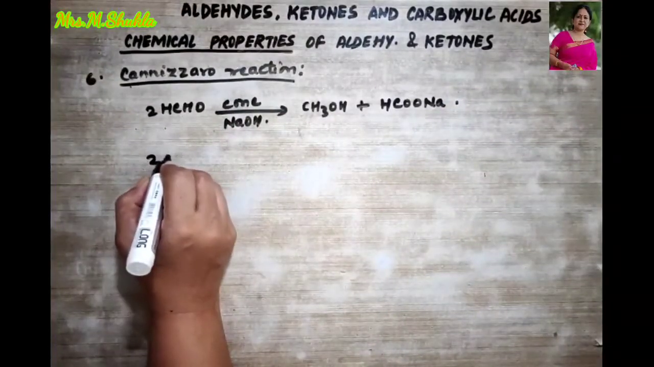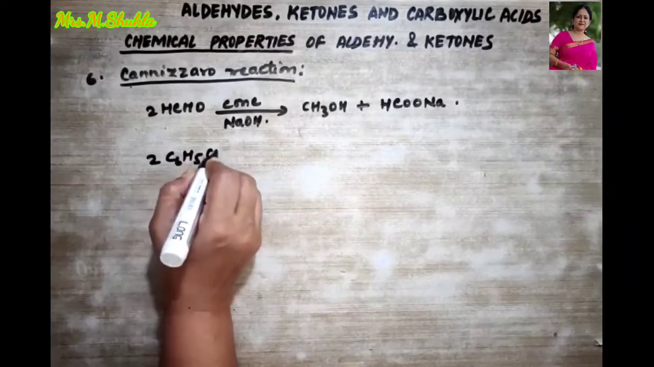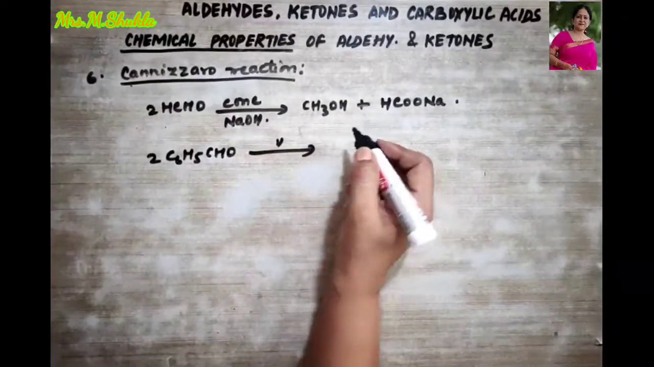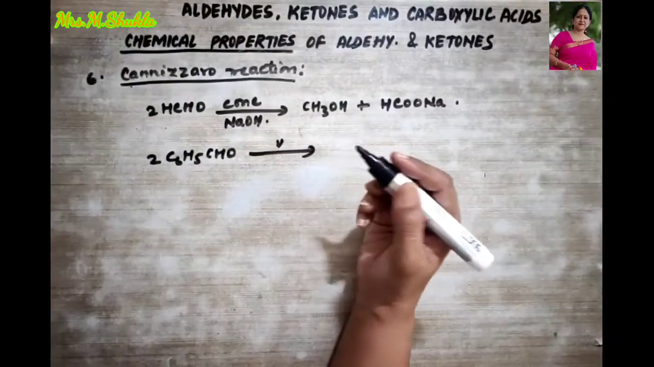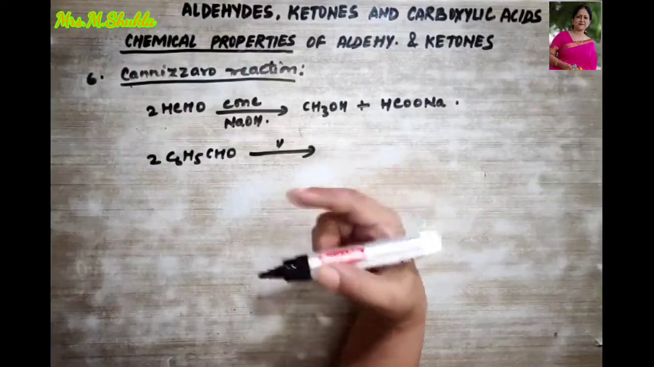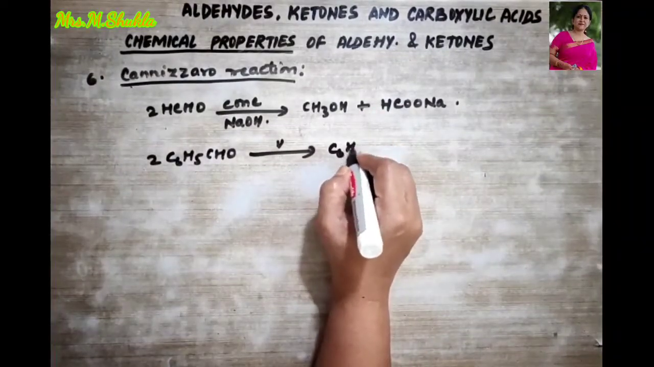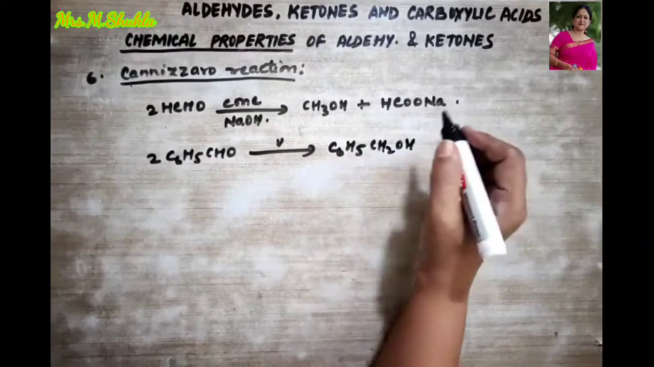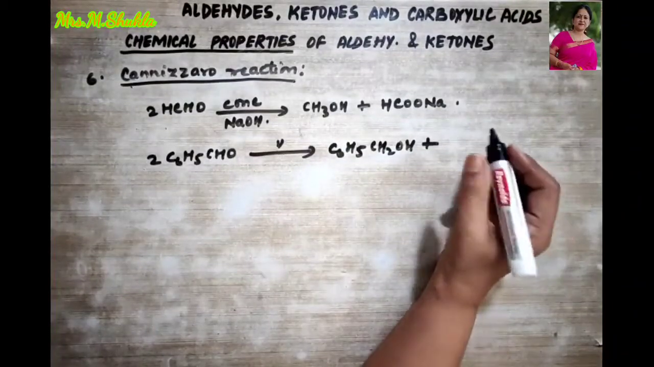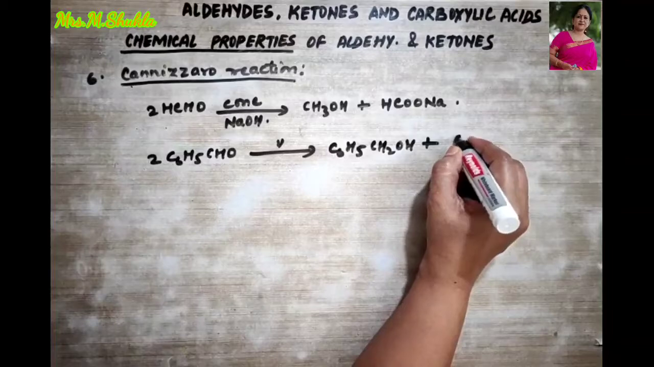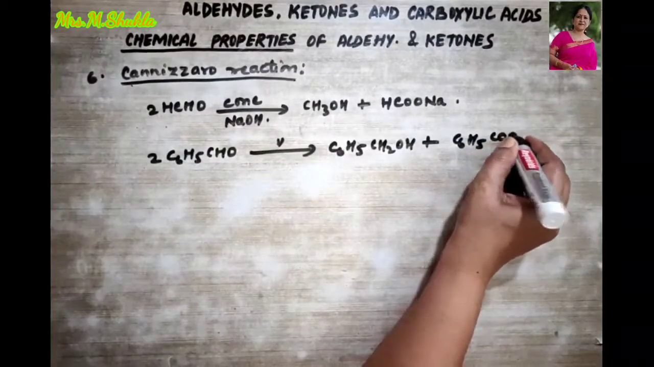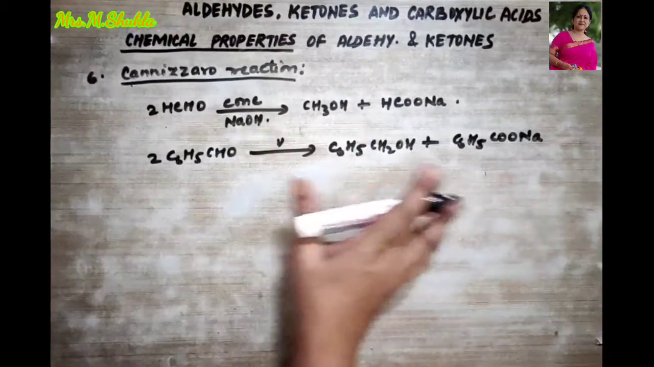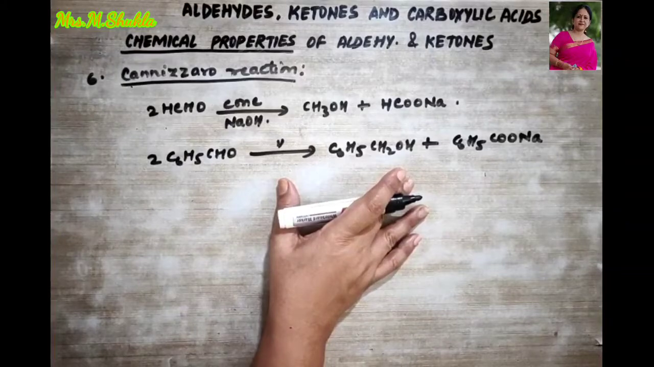So let's take 2C6H5CHO. This is benzaldehyde. When treated with concentrated NaOH, it is going to give you the primary alcohol, benzyl alcohol, C6H5CH2OH, and the salt of the acid, sodium benzoate, will be formed, that is C6H5COONa. Clear? So these were the reactions that we had to study.